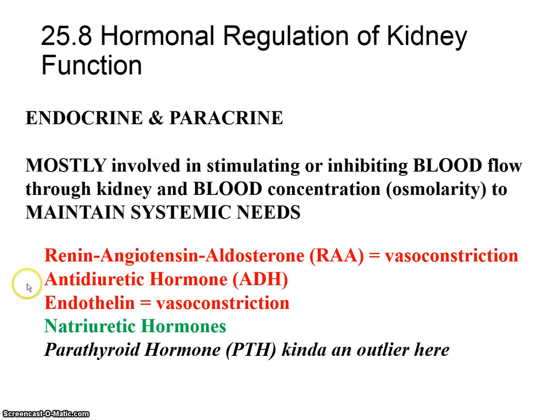So here on the scale, again, things we've already talked about, but we're just trying to consolidate here at the end of the chapter. So we have both the endocrine and the paracrine, and we've talked about endocrine like aldosterone and antidiuretic hormone, and we've talked about a few paracrine, but we're just, again, consolidating. Because these kidneys are so imperative to our function, we want to talk about how do we keep them constant, all right? So we say again, these chemicals are mostly involved in stimulating or inhibiting blood flow through the kidneys, all right? And blood concentration.